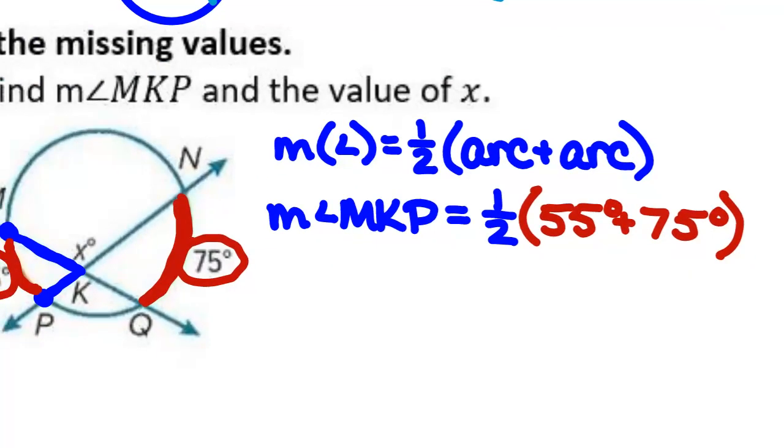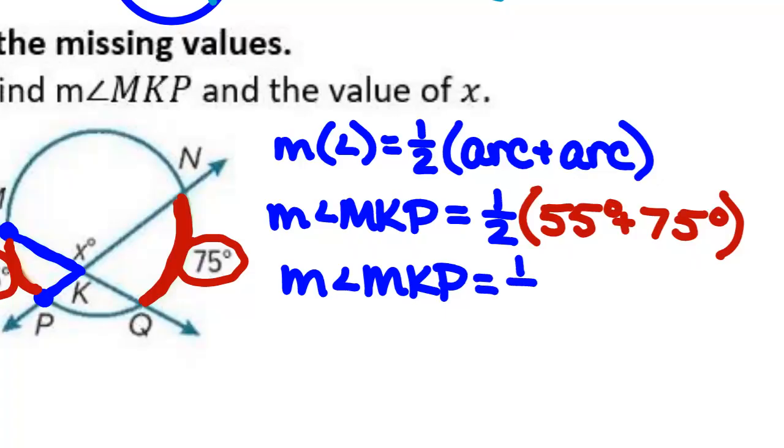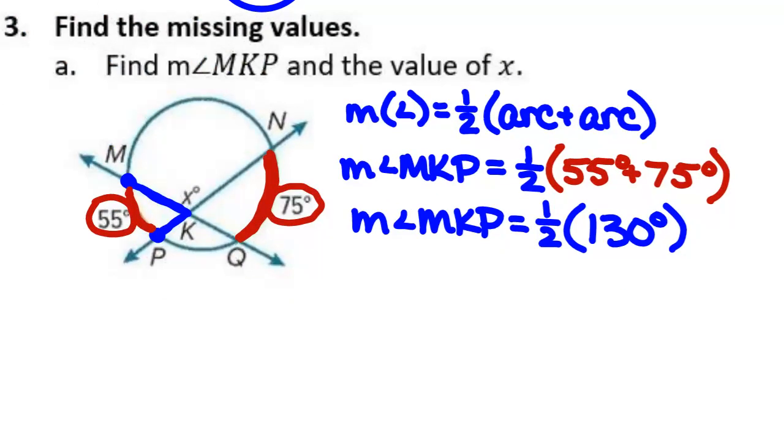What do we get if we add 55 and 75 together? What is 55 plus 75? 130. Yes. And so I want half of 130. That's going to be the measurement of angle MKP. What is half of 130? 65 degrees.